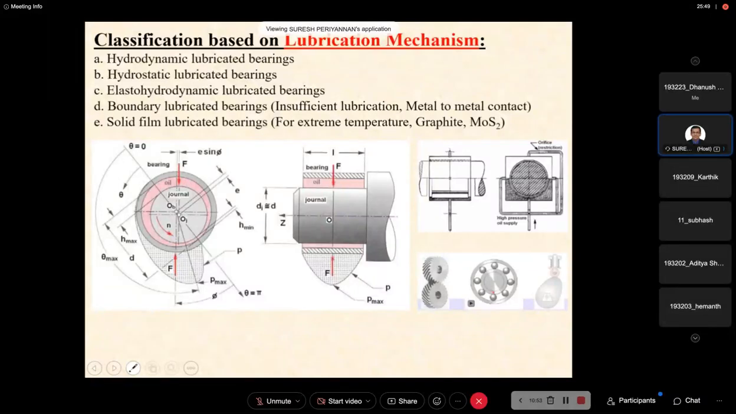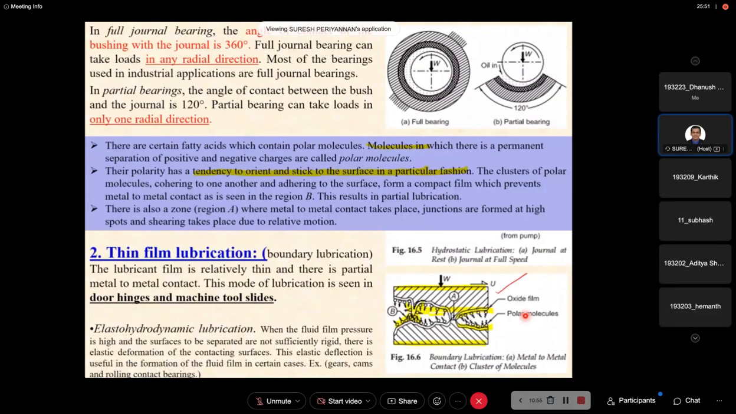But here we are talking about the oil, oxide film and polar molecules. The polar molecules are generated when the fatty acids are in the lubricant fluid. But what you are saying is solid. Now we are talking about fluid lubricant, liquid lubricant, that forms the molecules. The molecules are generated with the separation of positive and negative charges.